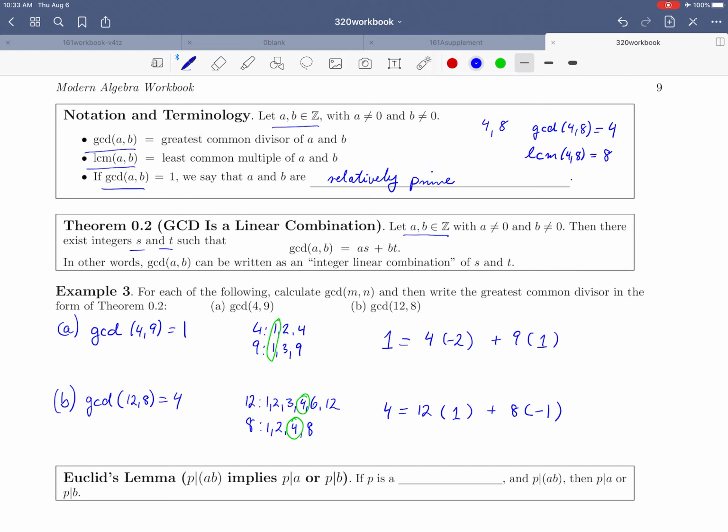So in our example right here, -2 was s and 1 was t, and in our second example we had s as 1 and t as -1.